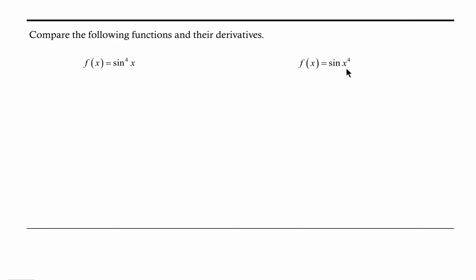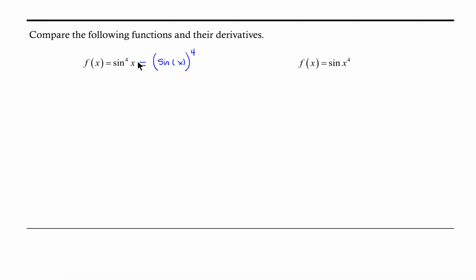So when we look at this function on the left, f of x equals sine to the fourth power of x, this is communicating that we are taking the sine of x function and raising it to the fourth power, which has implications for finding the derivative in terms of the chain rule and what that outer function is and what the argument to that function is.